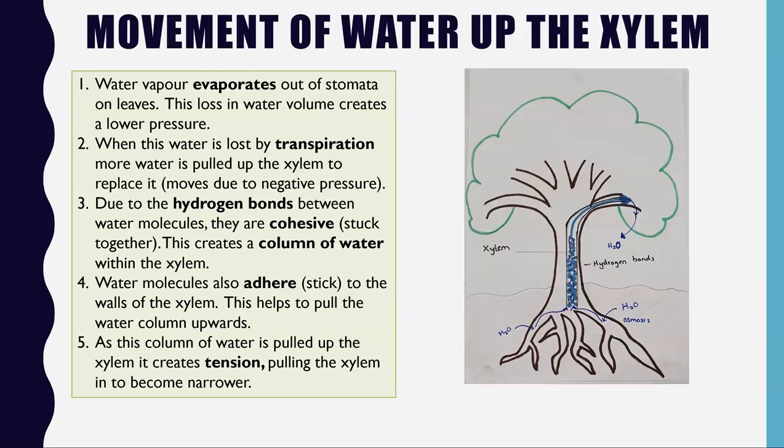The last part then is this tension part of cohesion tension theory. And the tension is created by the pull from the top. So as that water is moving up or being pulled up to replace the water that's evaporated, that pull on the water column, which is attached to the walls of the xylem, draws in or pulls in the walls of the xylem. So you actually end up with a narrower xylem tube and therefore increasing the impact of capillarity even further.